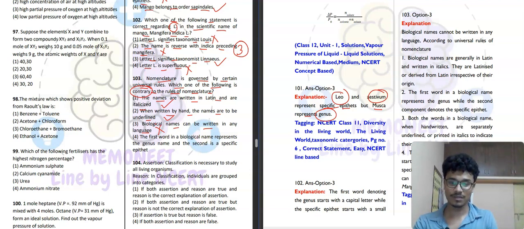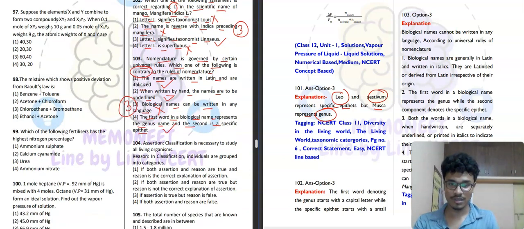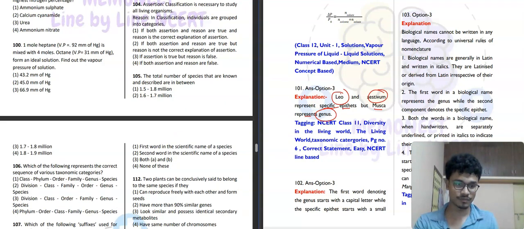The next one is the first word in a biological name represents the genus name, and the second is the specific epithet. It is absolutely correct. Mangifera indica, Mangifera is the genus and indica is the specific epithet. It is also correct. So here the third option will be your correct answer for this question. Okay. So moving towards the next question, 104. Let's go.